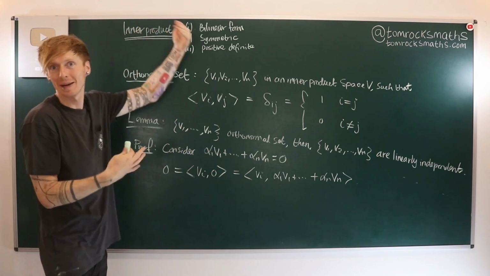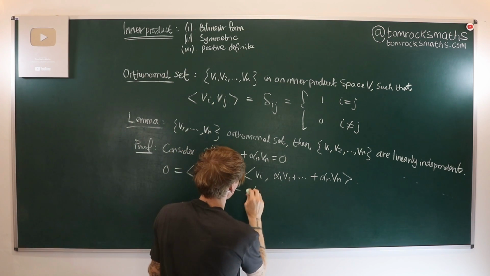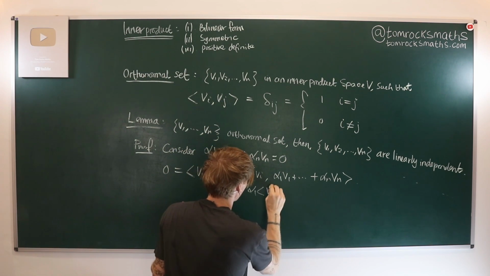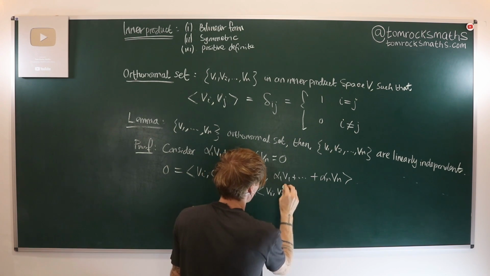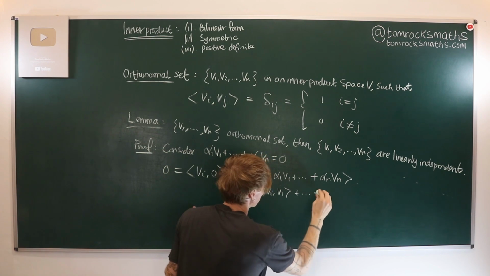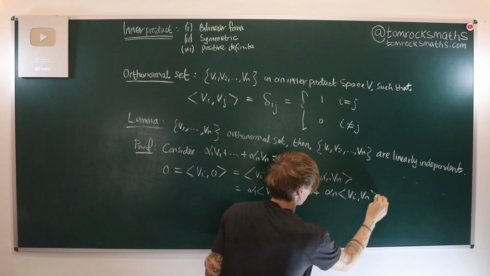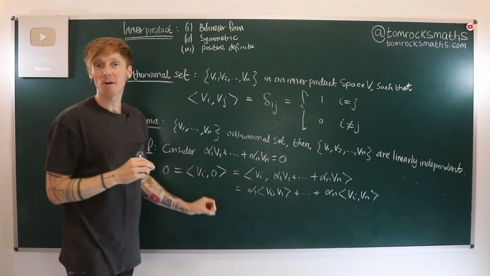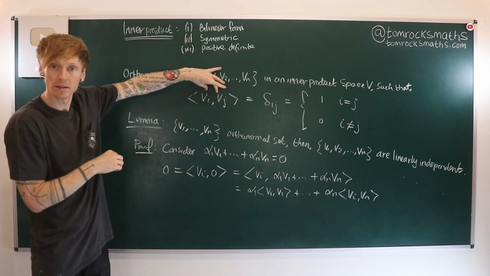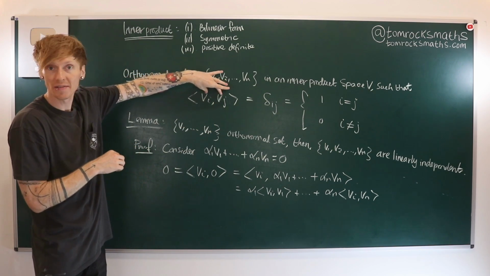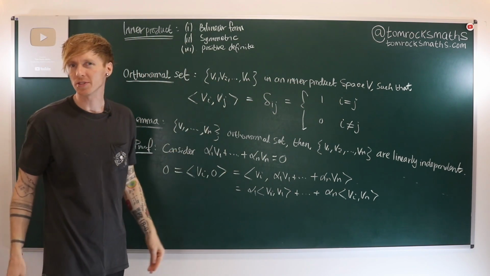So property 1, it's a bilinear form because it's an inner product. So we split this up now, we pull out alpha 1, and then we've got vi comma v1 plus ... plus alpha n vi comma vn. Now is where we use orthonormality. So up here we see that we have a pair of our vectors, and it tells us we can only get 0 or 1. That is the property of being an orthonormal set.